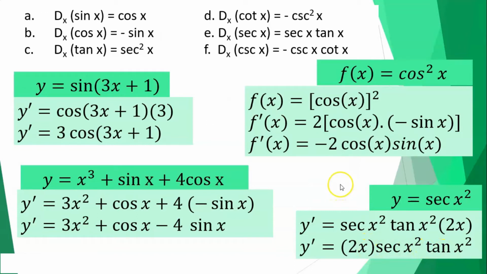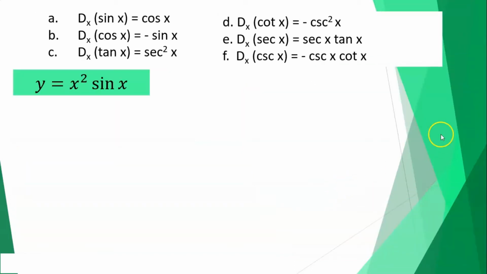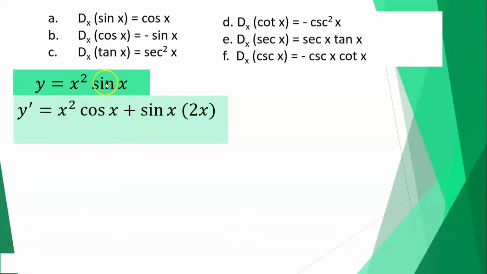Okay, another. We're given here y is equal to x squared sine x. Take note in here, we have x squared times sine x, so we can make use of the product rule. With the product rule, copy the first, multiply by the derivative of the second, then copy the second and multiply by the derivative of the first. So that would be x squared, derivative of sine x is cosine x, plus copy sine x, and derivative of x squared is 2x. So the final answer is x squared cosine x plus 2x sine x.